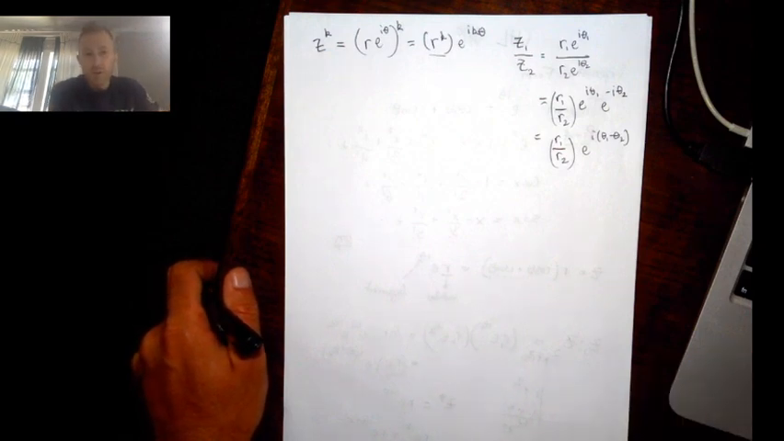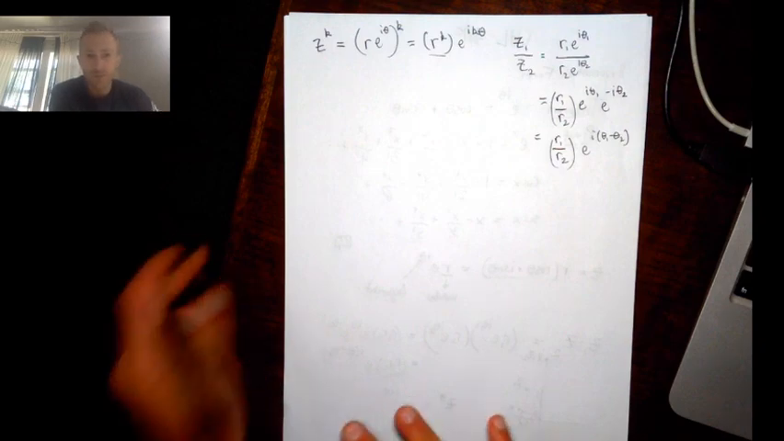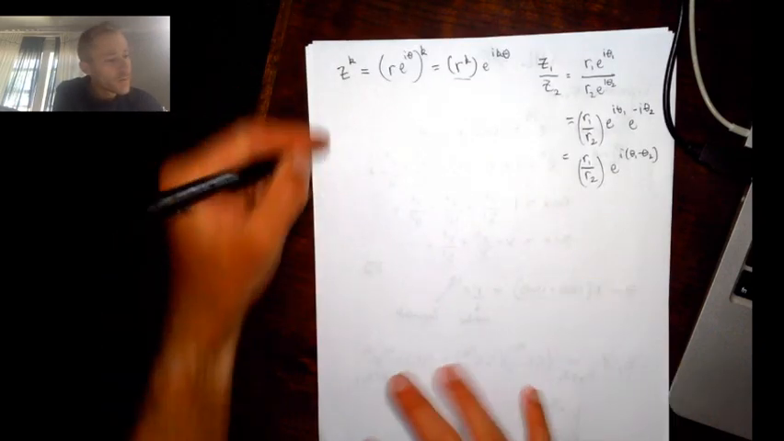Let's do a little example. How would I convert a complex number into exponential form?